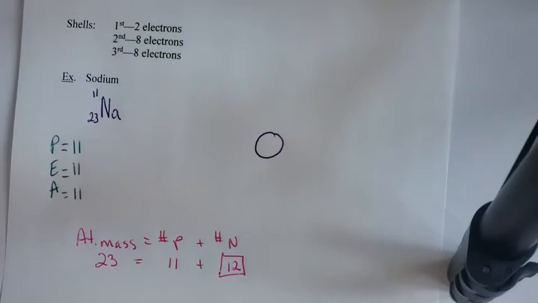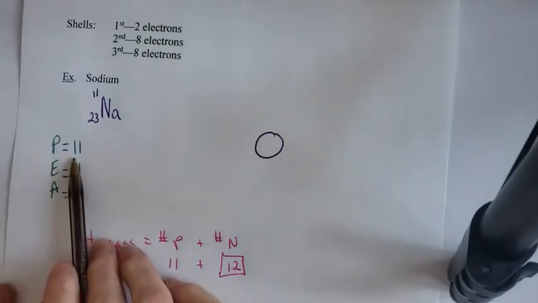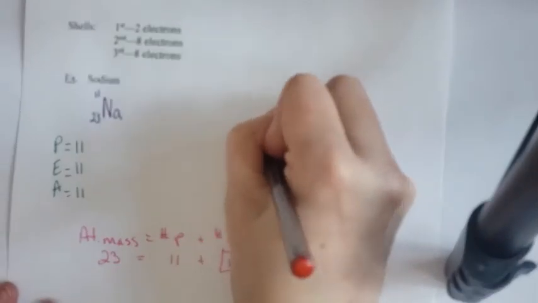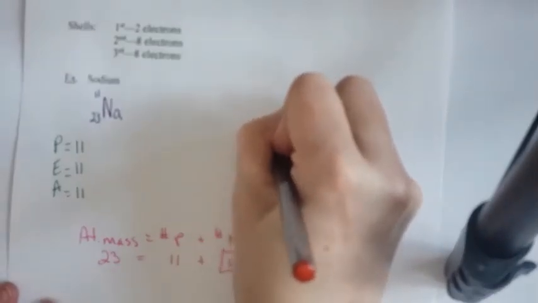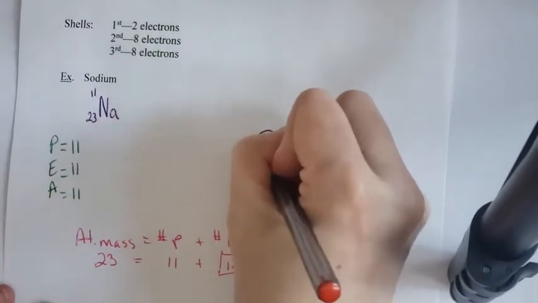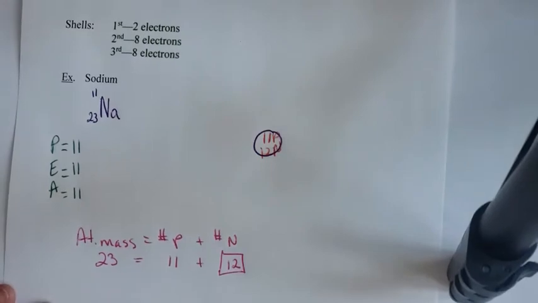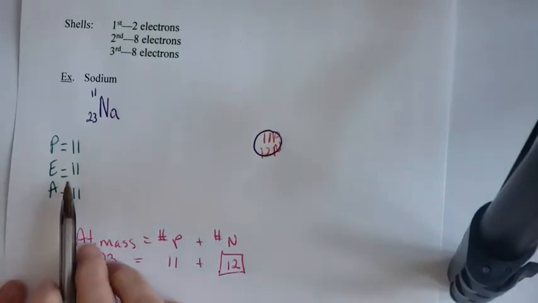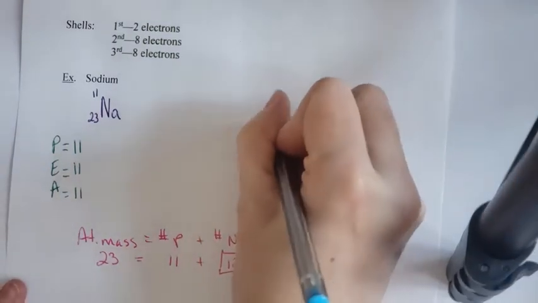So now I can start drawing my atom. First thing I do is draw a circle for the nucleus. And inside the nucleus, I know I have the protons and the neutrons. Well, I have here 11 protons, so I'm going to write down 11 P. There's 12 neutrons, so I'm going to write down 12 N for 12 neutrons. And now I'm going to start doing my electrons. There are 11 in total.